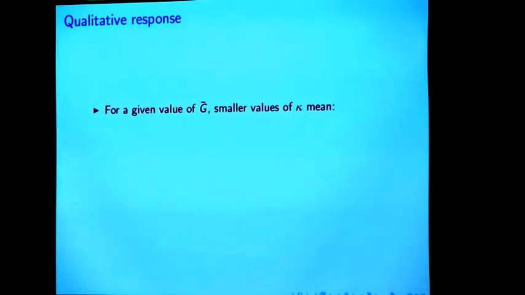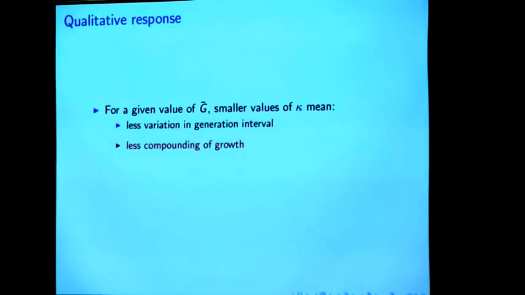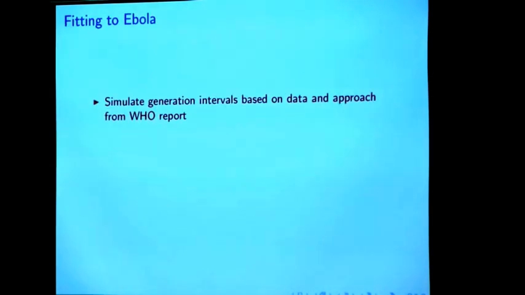And we can also come up with a qualitative reason why smaller values of kappa mean this curve is sharper. Well, for a given value of g hat, smaller values of kappa mean less variation in the generation interval, therefore less compounding of growth. There's less people who are going to get sick today, make you sick tomorrow, and then you're going to make David Earn sick the day after tomorrow. Or maybe you won't. And therefore, if there's less compounding of growth, we need a bigger value of capital R to explain what we've seen in little r.